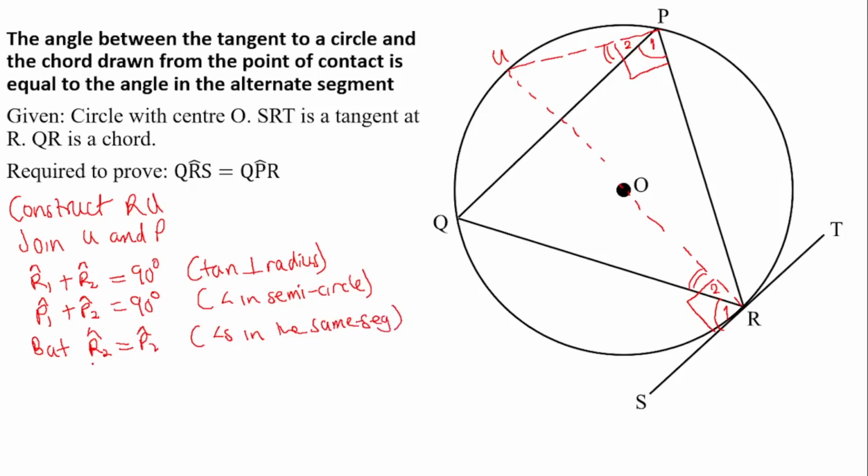So if angle R2 is equal to angle P2, it means these two are equal. We're saying angle R1 plus angle R2 is equal to 90 degrees, and angle P1 plus angle P2 is equal to 90 degrees. So if these two are equal, therefore angle R1 is equal to angle P1. Okay, done. That's it. So you can say therefore angle QRS is equal to angle QPR, like that.